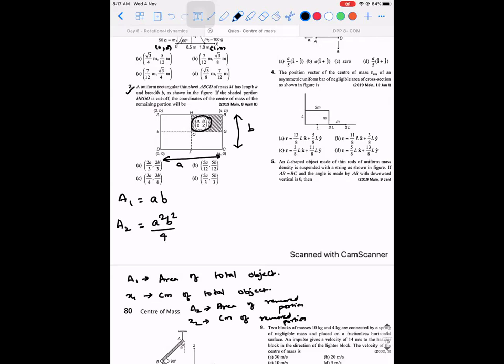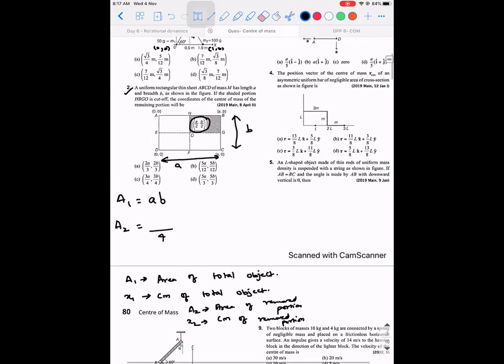Correct? Sir, it's AB by 2... Oh, sorry, it is AB by 4. So what is x1? The question is, where are you taking the origin? The smarter way to do all these problems is to take the center of mass of one of the portions itself as the origin. In this question they have fortunately given it; sometimes they will not give it. So I suggest you take the center of mass of the bigger portion as the origin.